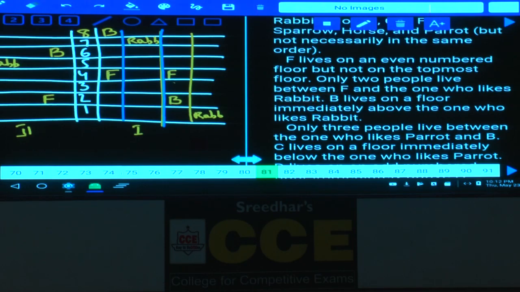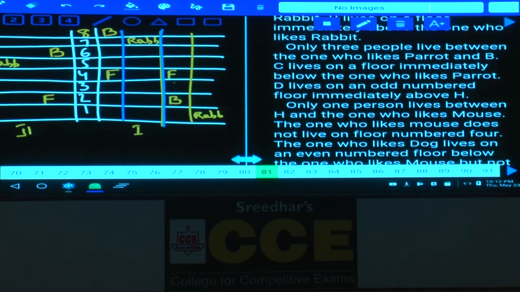And only 3 people live between the one who likes parrot and B. Between parrot and B, there must be exactly 3 people. Now in this one, 1, 2, 3. Parrot must be here because there must be exactly 3 people between B and parrot. Now in this one, 1, 2, 3. The one who likes parrot must be at this place. In between B and parrot, how many people? There are 3 people. Now similarly here again, 1, 2, 3. The one who likes parrot must be on the 2nd floor.